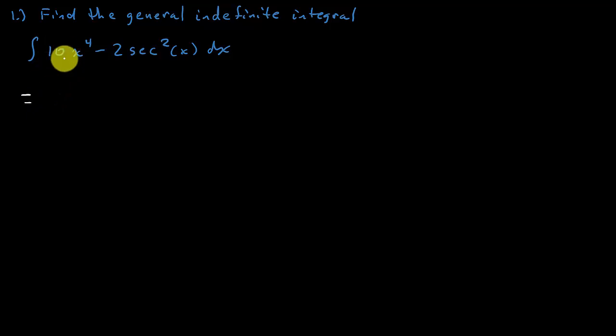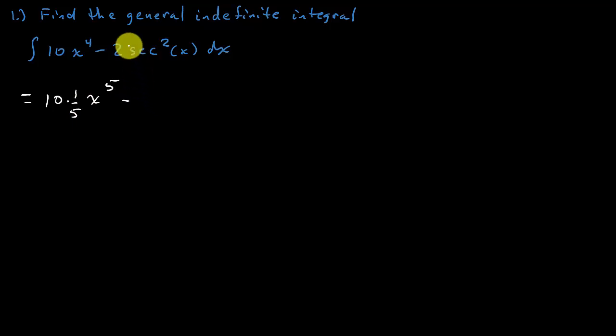So we've got the constant term. It's just going to be the 10. It's just going to tag along with it. And so the x to the fourth, we're going to add 1 to the exponent. So 4 plus 1 gives us the 5. And then we multiply by the reciprocal of the new exponent. So that's 1/5. All right.